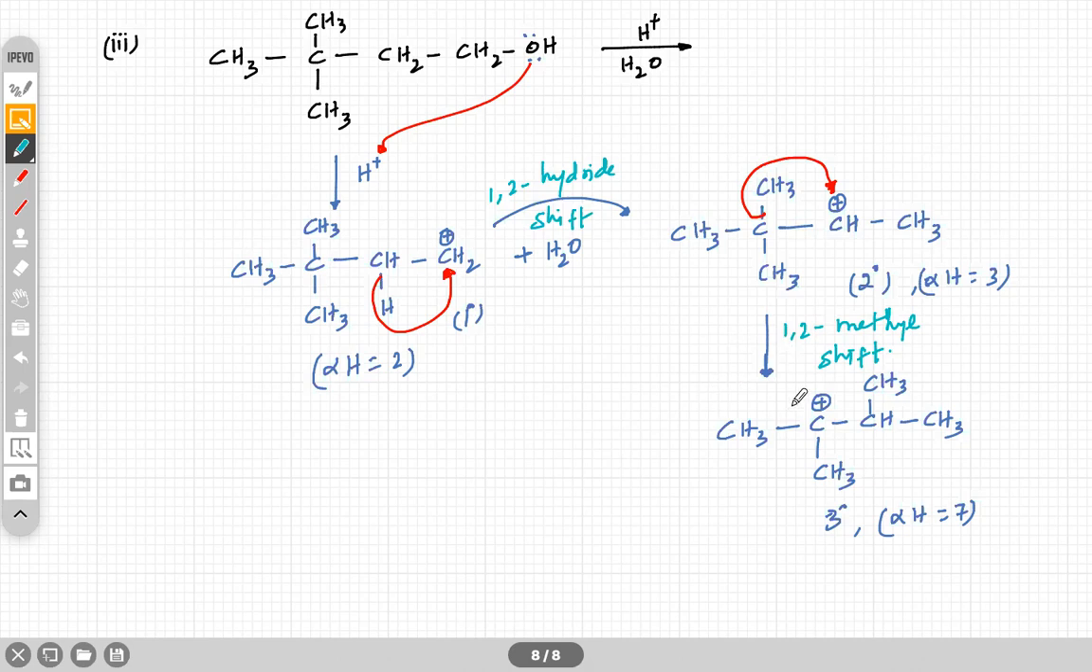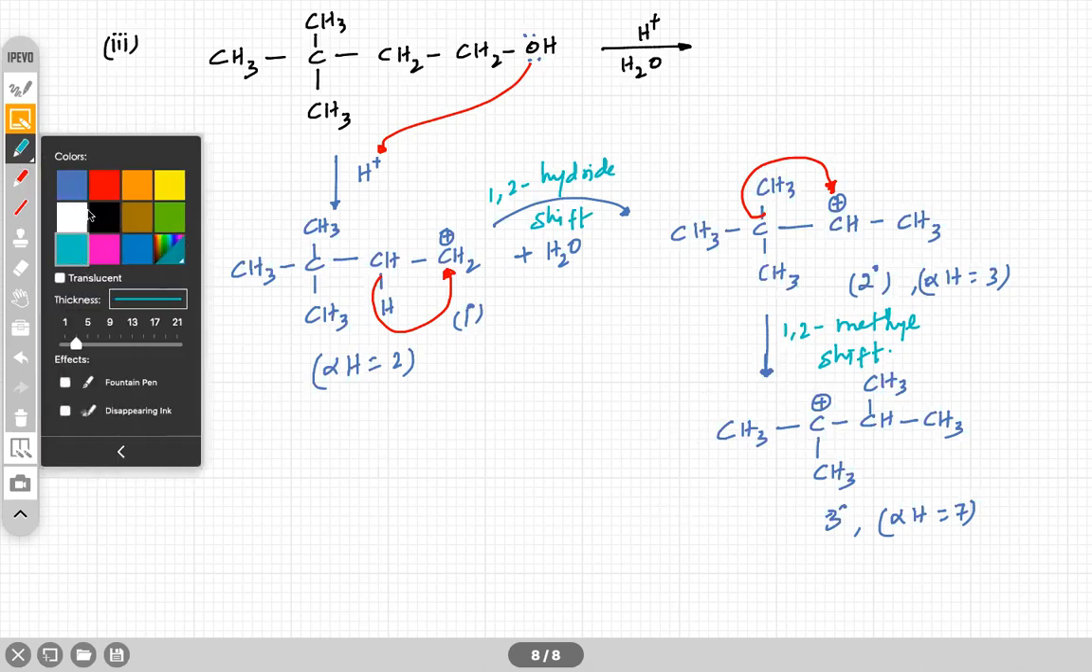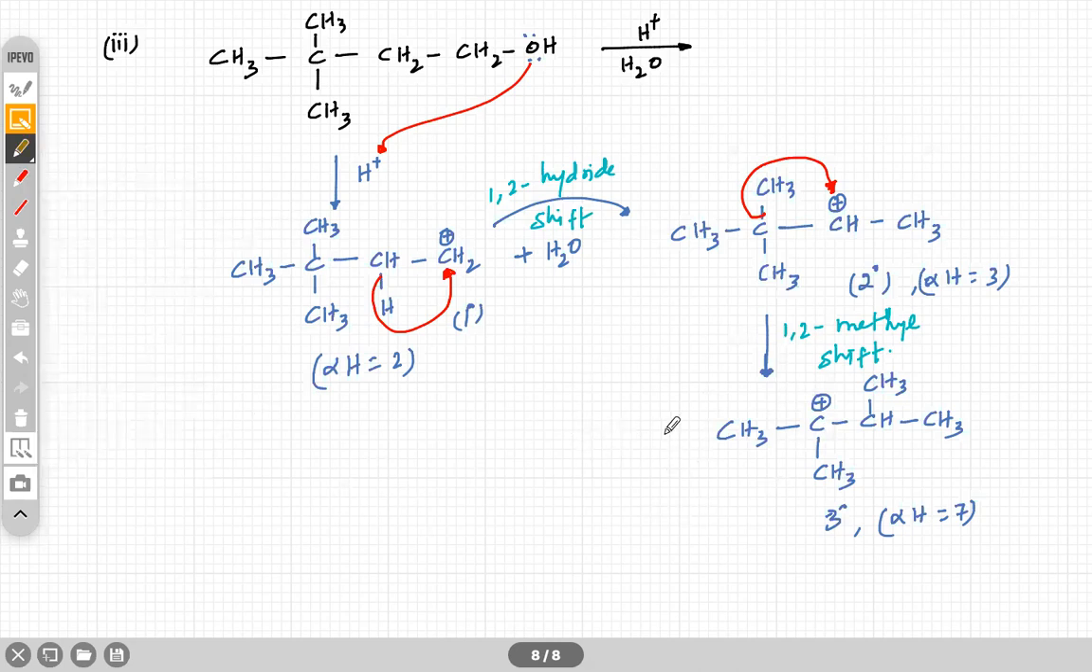Further, suppose, let us understand this. Why not one more hydrogen shifts over here, right? So let us try and understand this also. Further, I'm considering the methyl shift. Okay, so I'll just change the color here. Further, if you consider one more 1,2 hydride shift here.